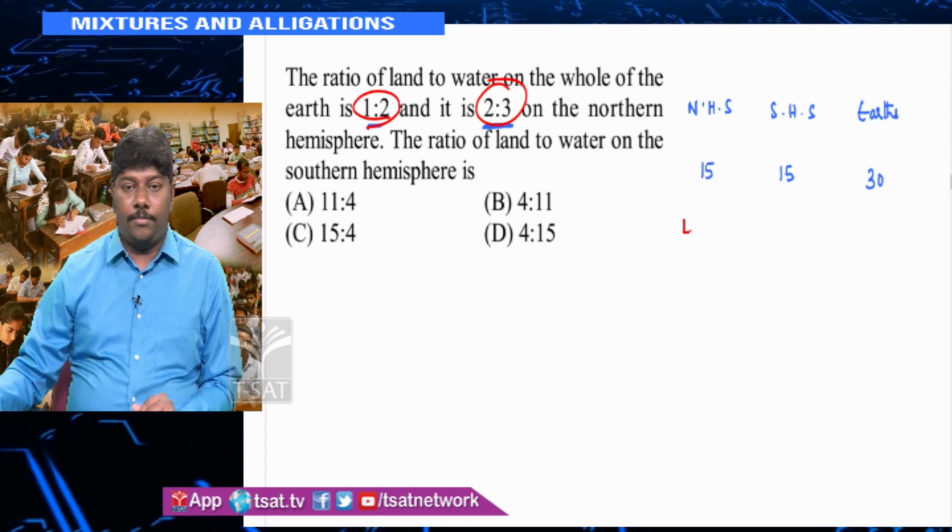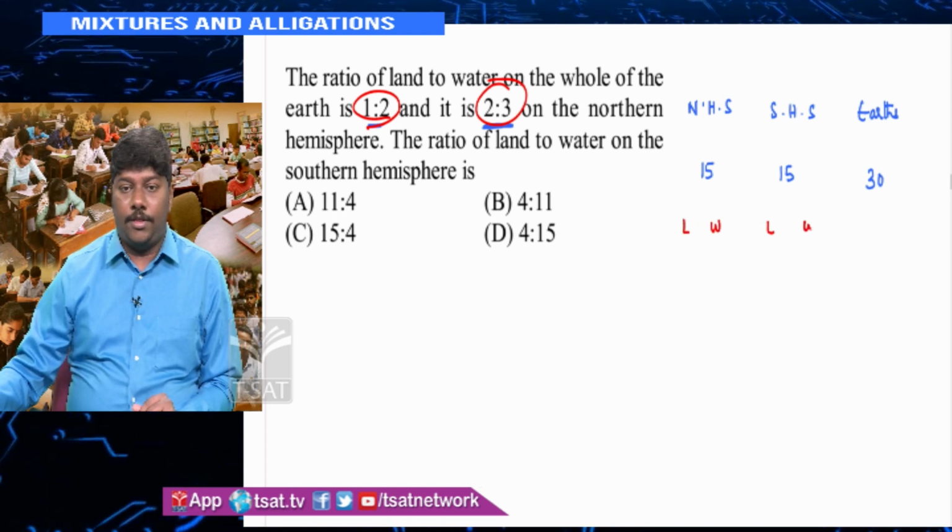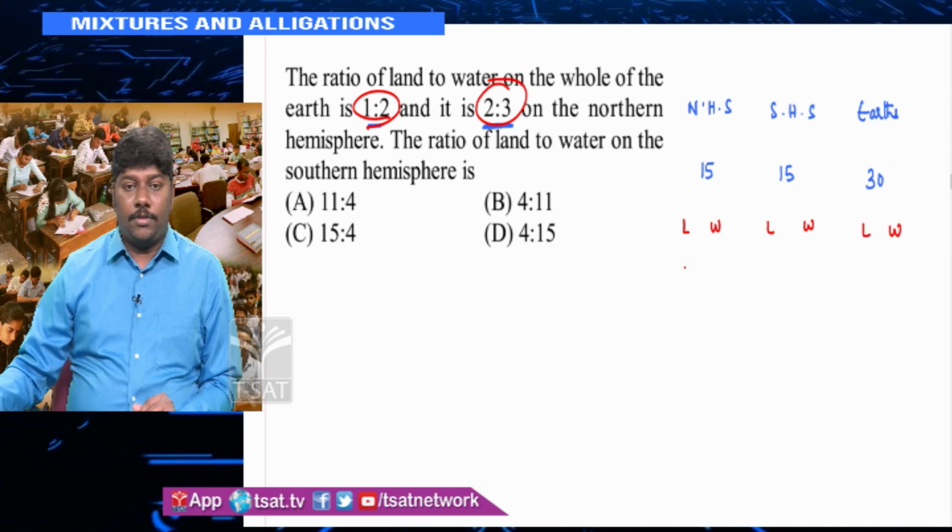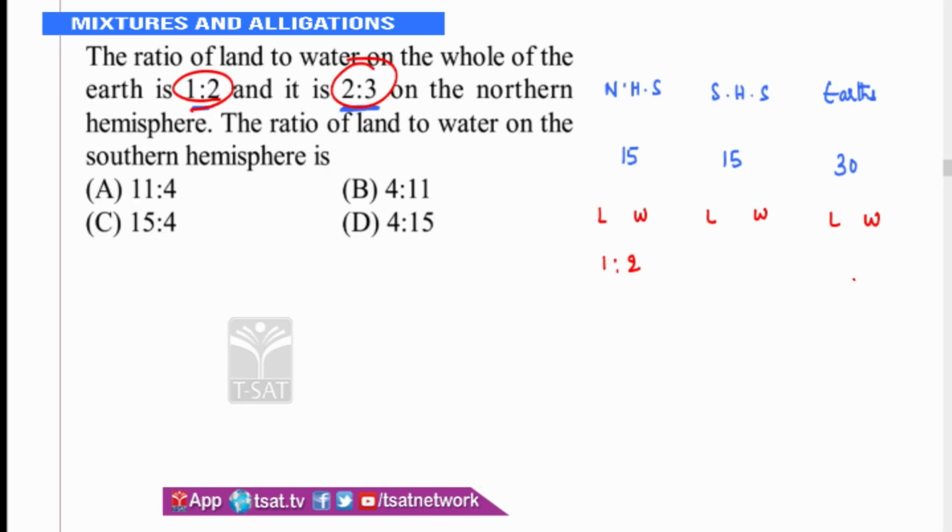Now land and water in the whole earth, divide into the given ratios 1:2, 2:3. Divide 15 in 1:2 ratio. So the whole of earth is 1:2 ratio, this is 2:3. Whole earth is 1:2. 5 parts is 15, which means each part is 3. Therefore land is 6, water is 9. 3 parts is 30 means each part is 10. Therefore 10, 20. I would say 6 plus something must be 10 because whole land is 10.